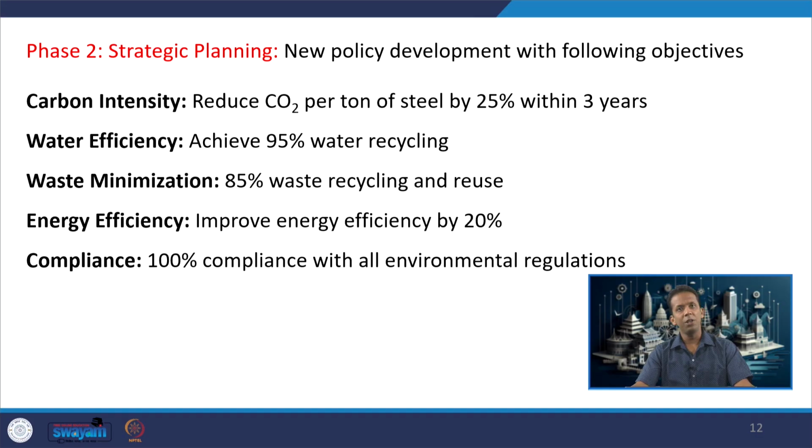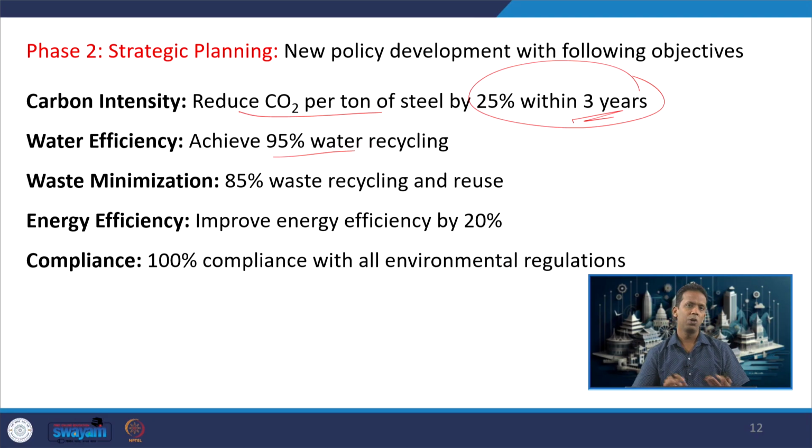Phase 2 was strategic planning, like how to develop a new policy in such a way that the following objectives are attained. So, what are the objectives? Reduce CO2 emissions by 15 to 25% within 3 years. When specific values are mentioned with the objective, it is basically a targeted objective, right, with a specified time frame. Then achieve 95% water recycling, because it needs a lot of water for cooling purposes.